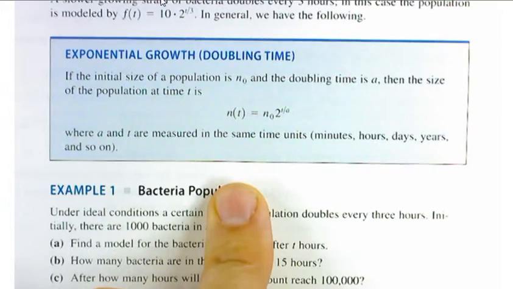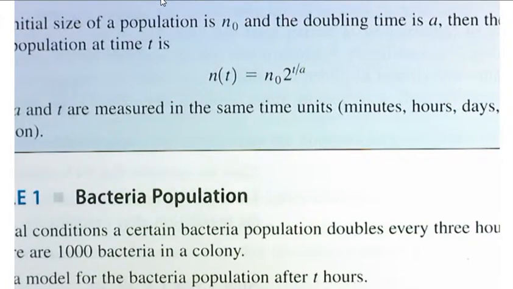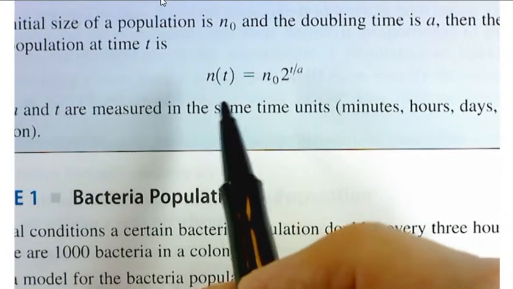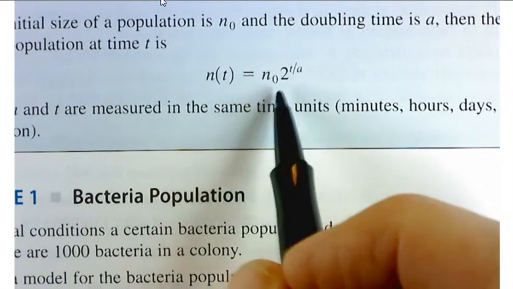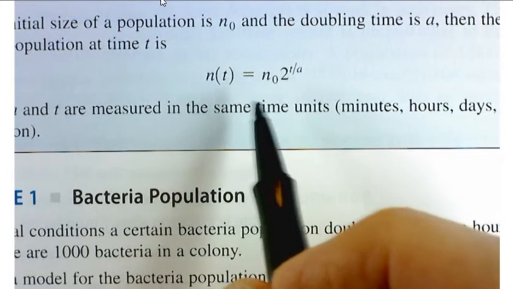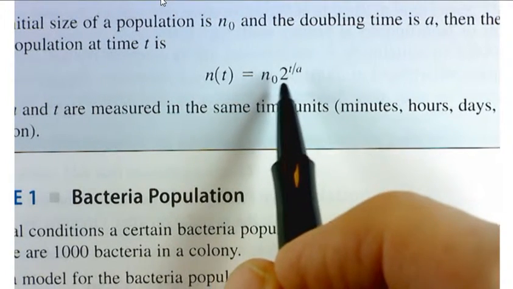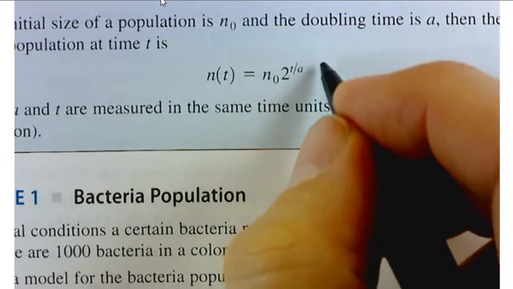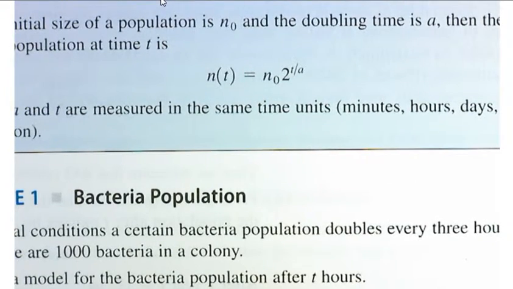So there's a couple things to take note of in terms of the form of this function. The number of units in this population at time t depends on an initial amount, that's your N sub 0, or our friends across the pond will call it N naught, times 2 to the t over a. Now a is your doubling time, how long it takes before a population doubles.